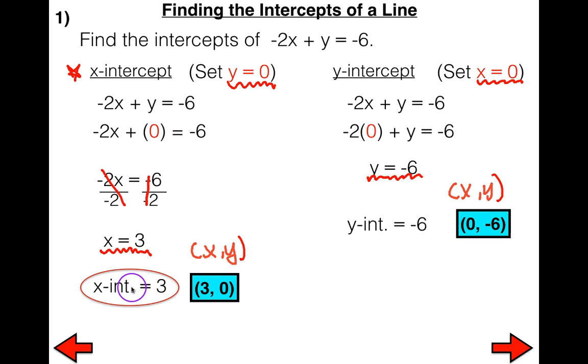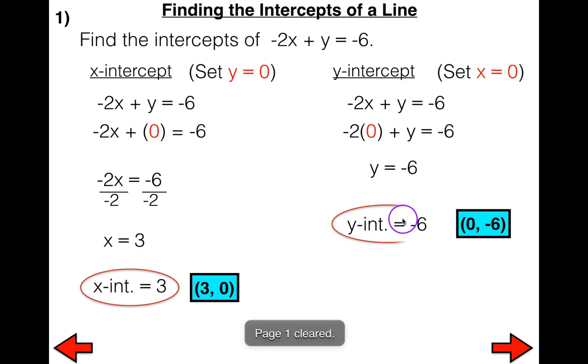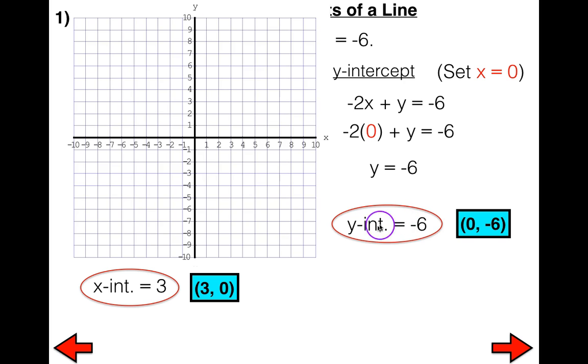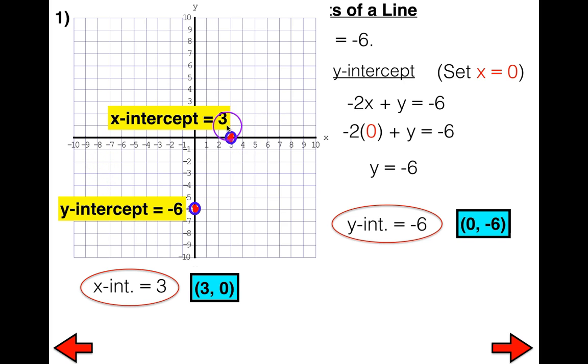Now that I have both the x-intercept and the y-intercept, what I can do now is go ahead and graph it. I'm going to plot the y-intercept, which is at 0, -6, which can be found here. Then I'm going to plot the x-intercept, which is at 3, 0, which is found here. Now that I have 2 points, all I need to do is draw a line, and there's my graph.